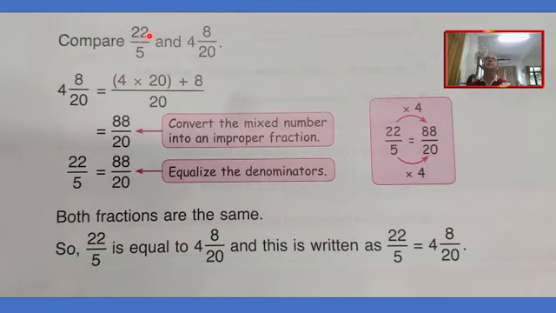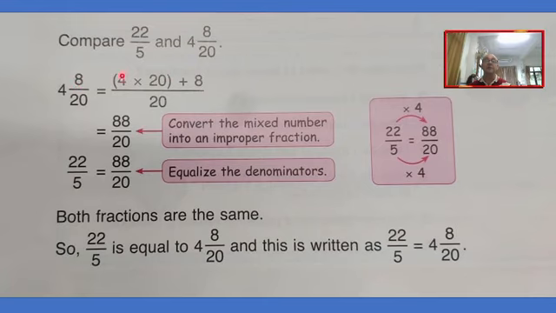Compare 22 over 5 and 4 and 8 over 20. Okay, so this fraction here is an improper fraction. So we must change this to an improper fraction before we can compare.